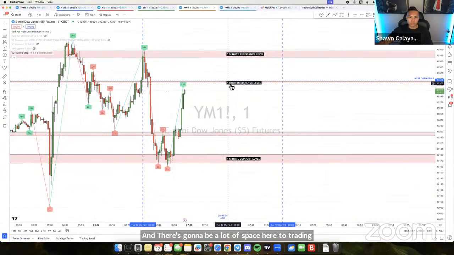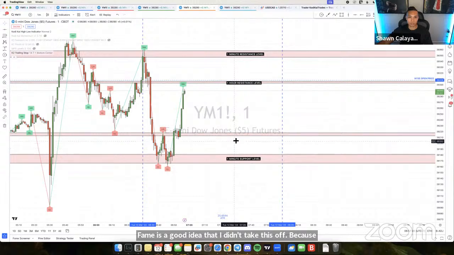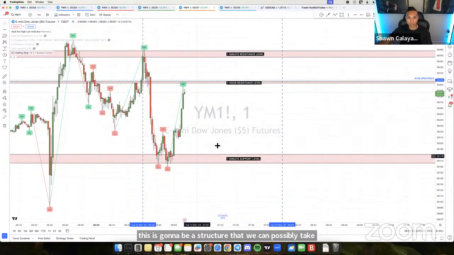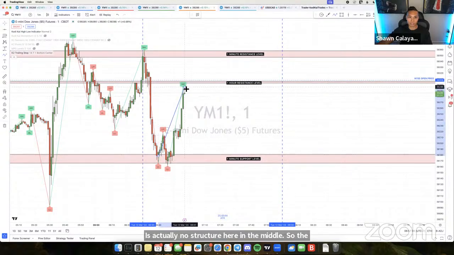All right, so looking at this over here, price is pushing up to the opening price. It's also pushing up to the 1 hour resistance level. So maybe it's a good idea that I did take this off because this is going to be a structure that we can possibly take a look at and focus on. There's actually no structure here in the middle. So the range is actually this whole area right here. This is the actual range.